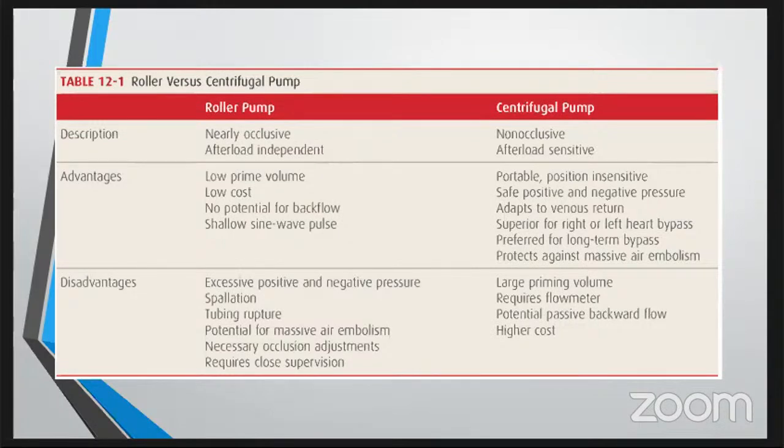Disadvantages of the roller pump compared to the centrifugal pump are excessive positive and negative pressure with some spallation that might happen. Tubing might rupture, but this rarely happens with the new PVC or silicone tubing. There's also the potential for massive air embolism, the necessity of occlusion adjustment, and it requires close observation and supervision. For the centrifugal pump, the disadvantages are that it has a large priming volume, it requires a flow meter, it has the potential for passive backward flow, and it's more expensive than the roller pump.